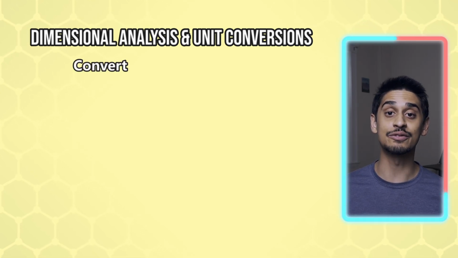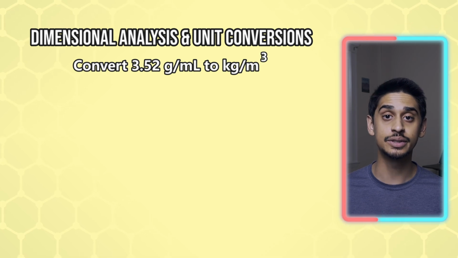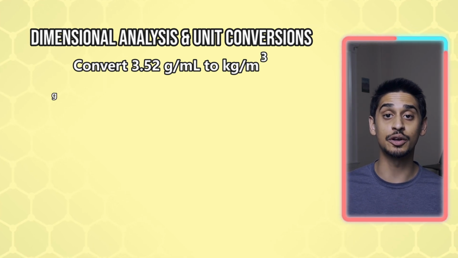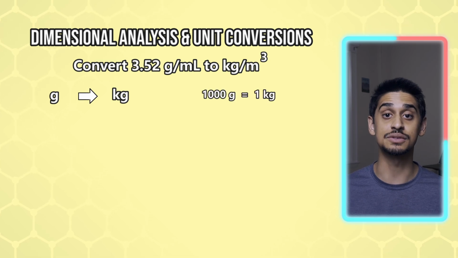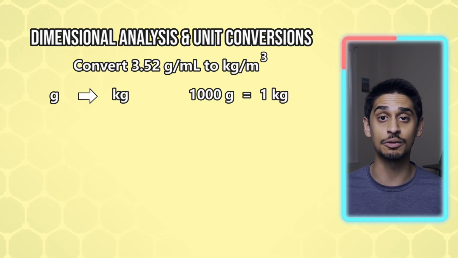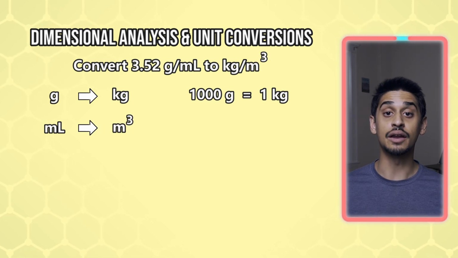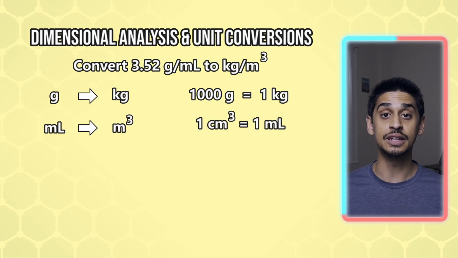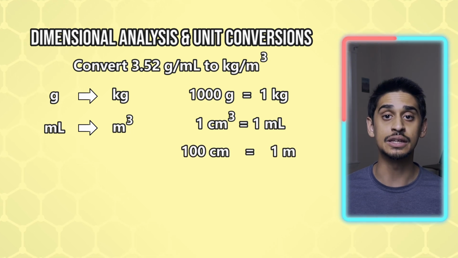Convert 3.52 grams per milliliter to kilogram per meter cubed. Alright, first for the mass dimension, we want to go from grams to kilograms. And the unit conversion relationship we have for that is 1,000 grams equals 1 kilogram. For the volume dimension, we want to go from milliliter to meters cubed. We know that 1 centimeter cubed equals 1 milliliter, and also that 100 centimeters equals 1 meter.